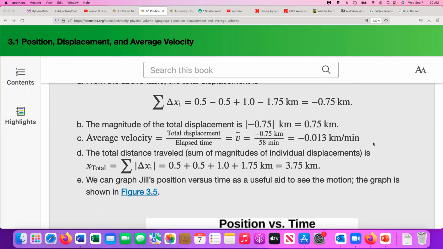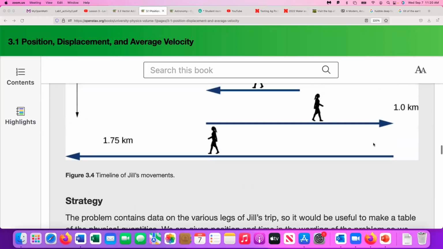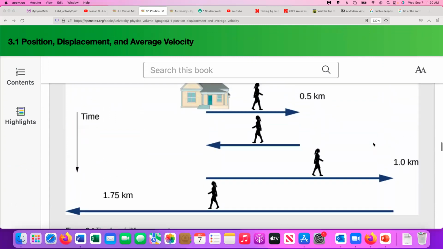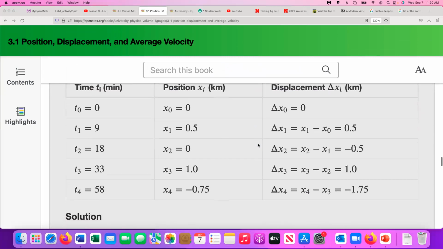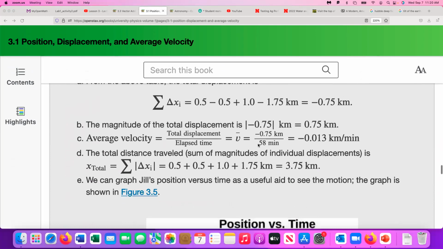And then they want to know the distance traveled. Well, distance and displacement are different, remember. Distance is how far you actually travel. You're essentially adding up all of these displacements as absolute values. So you take the absolute value of these displacements, add them all up, and you'll get a total distance. In this case, you add them all up and you get 3.75 kilometers.